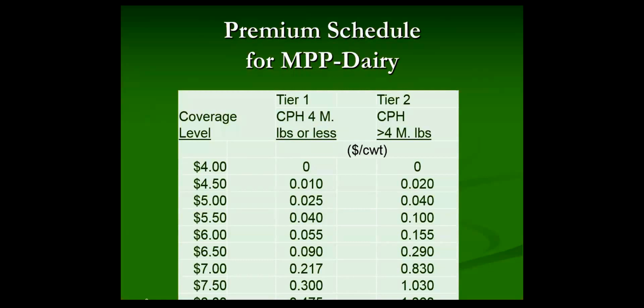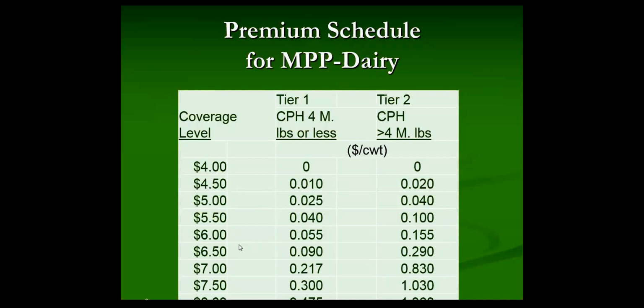Whether you're in tier 1 or tier 2, the $4.50 level goes up a penny. The next 50 cents is 2 cents for that next 50-cent level for tier 2. And you can see the numbers and how they work up. Notice that it is not a fixed amount for every change. It moves around quite a bit in terms of the increase.